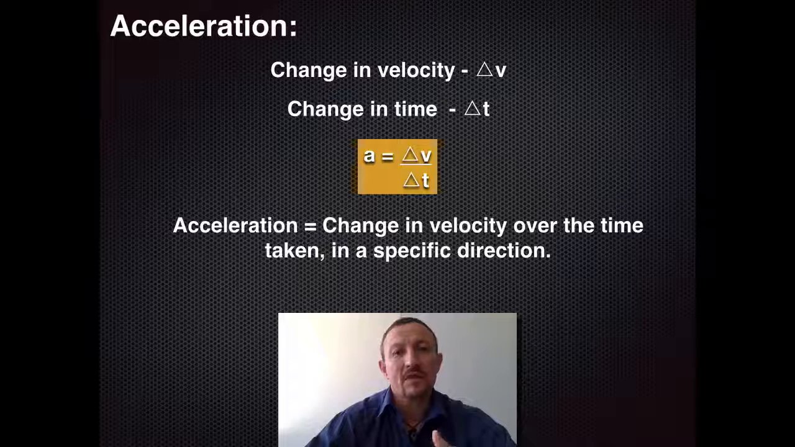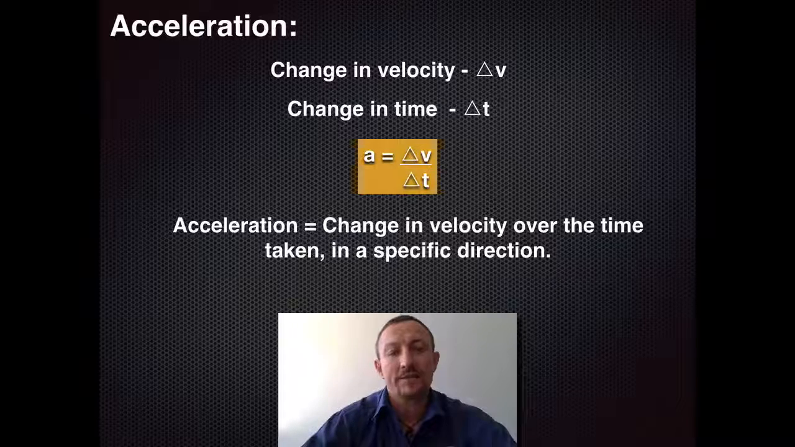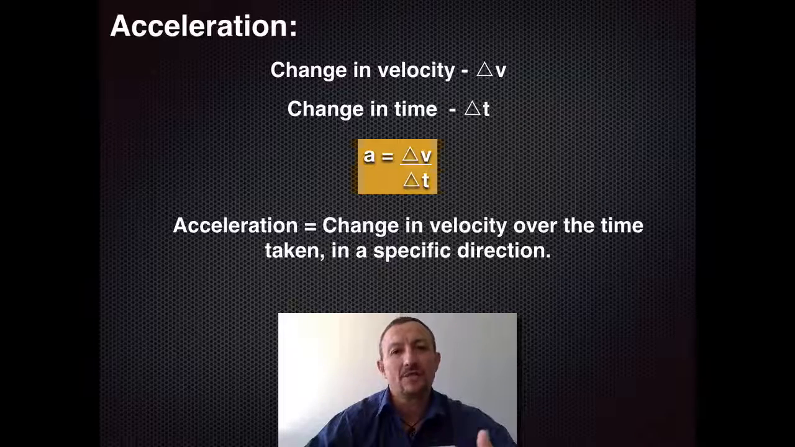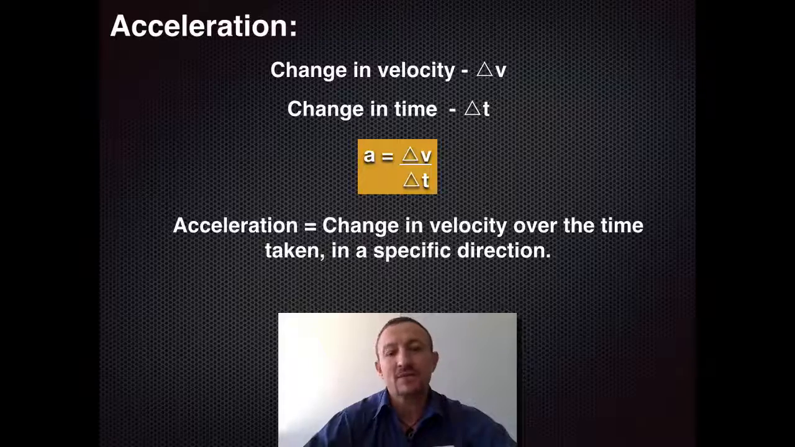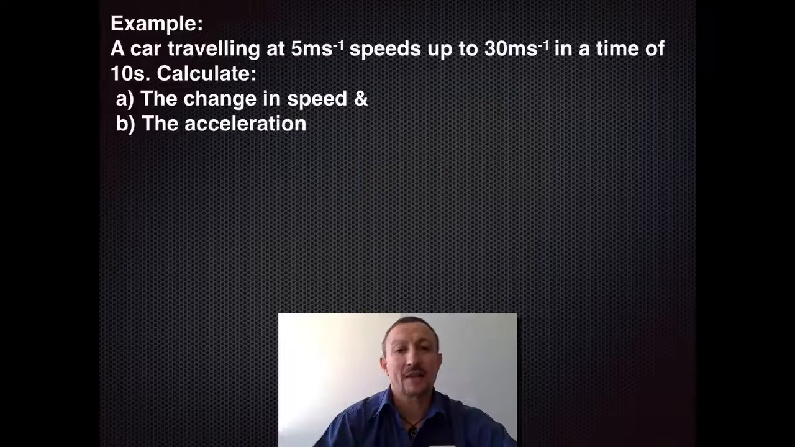Now this algorithm, as we learned from our velocity time graphs in the previous video, basically is the gradient of the line which is generated in the velocity time graph. So we can use our velocity time graphs to interpret what's happening with the acceleration. Okay, so let's use this algorithm and have a go at a quick example.